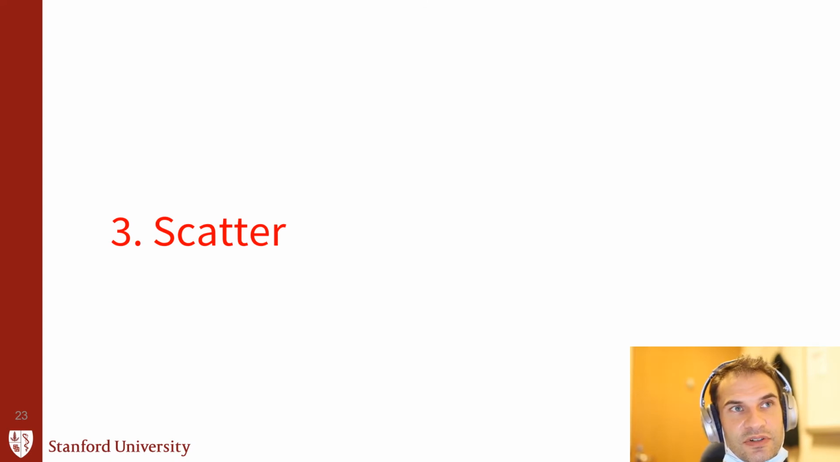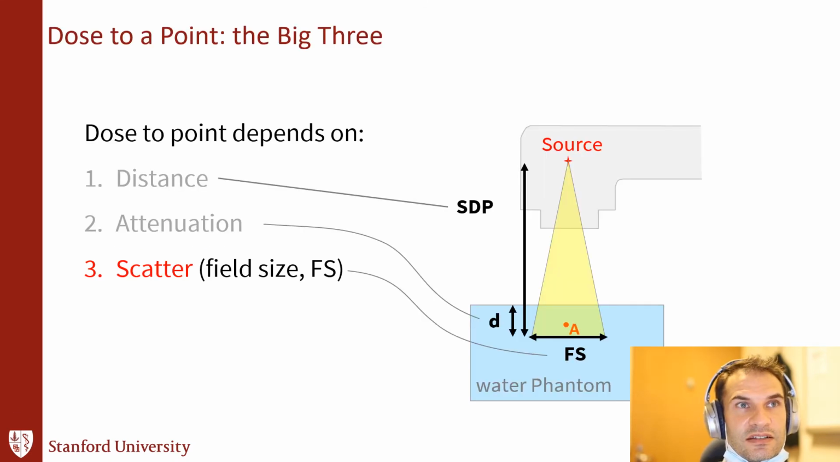Okay, so that's attenuation. So now scatter. Scatter is the smallest of the big three. So we've gone through distance, inverse square law, attenuation, Beer-Lambert law, and half-value layers. Scatter is the third effect, and that is that the scatter conditions change when we change field size.